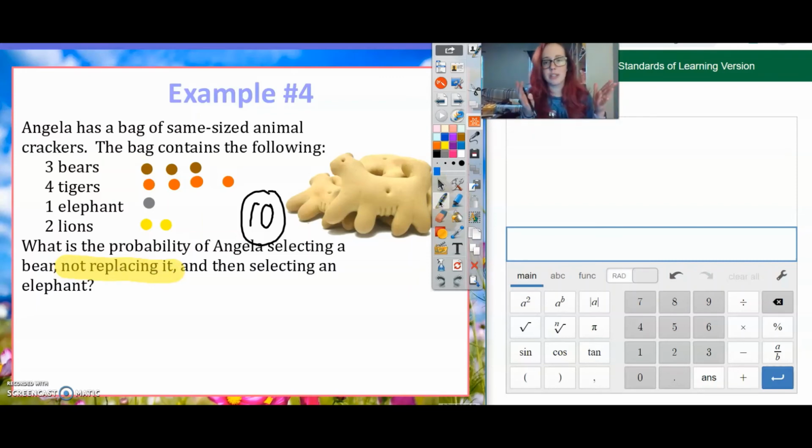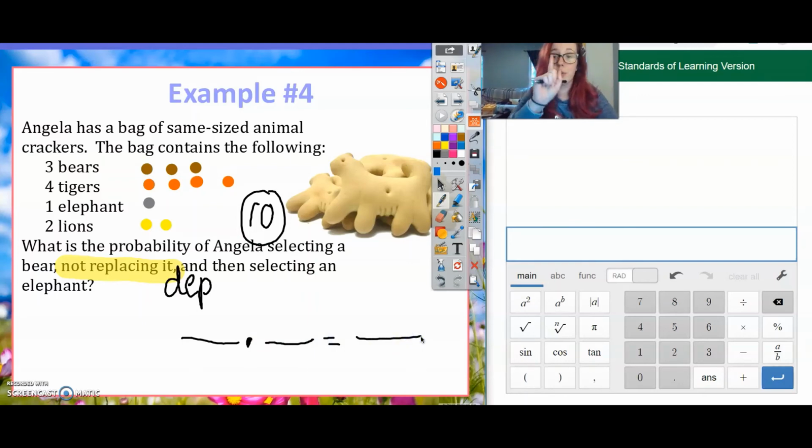And I didn't talk about this in the last problem, and I should have. But if you're not replacing it, that means that it's dependent, okay? And that's when we can tell that our denominator is going to change. So let's set it up and let's look. One fraction times another fraction will give us our answer.